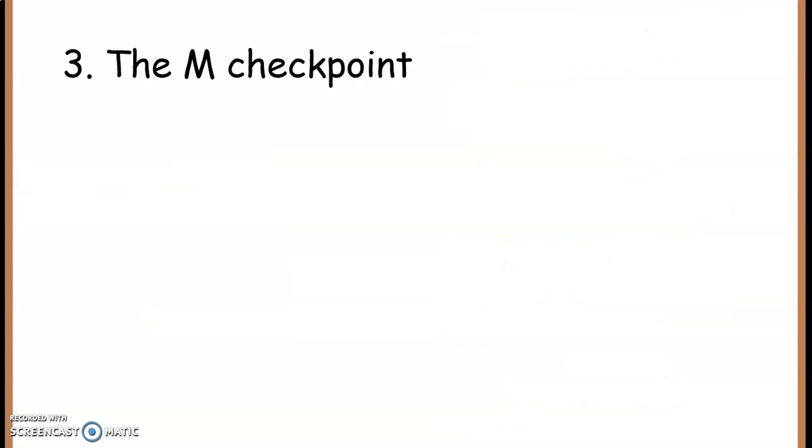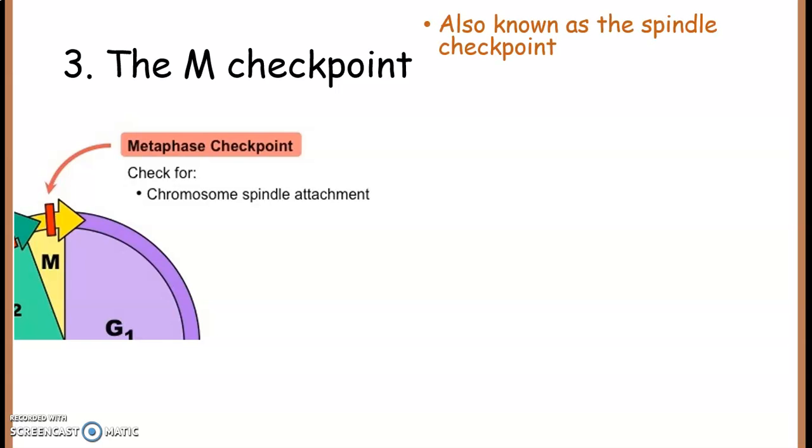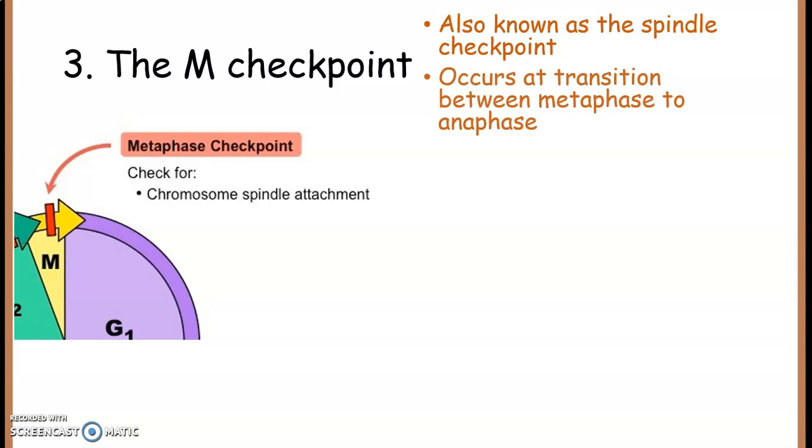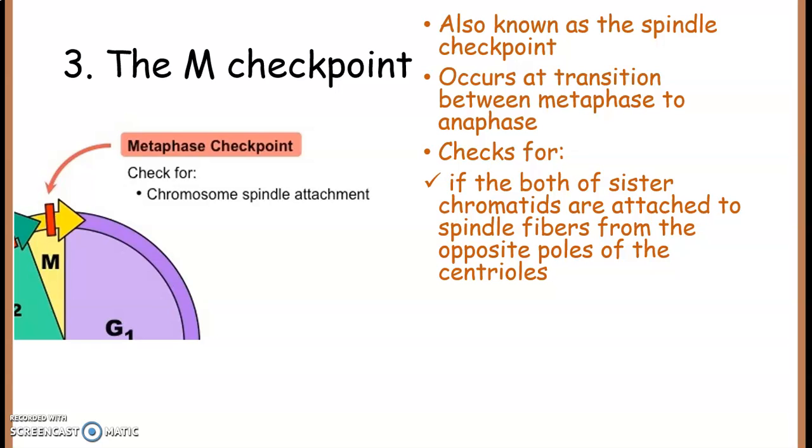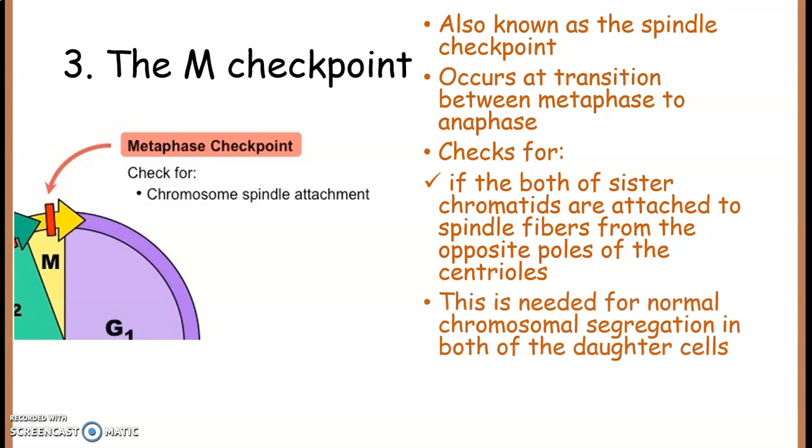The last checkpoint is the M checkpoint that occurs at the transition of metaphase to anaphase. It checks whether both the sister chromatids are attached to spindle fibers from the opposite poles of the centriole. That means both the sister chromatids should be attached to their spindle fibers accurately so that the separation can be done properly, and both daughter cells get an equal number of chromosomes. This is needed for normal chromosomal segregation in both the daughter cells.